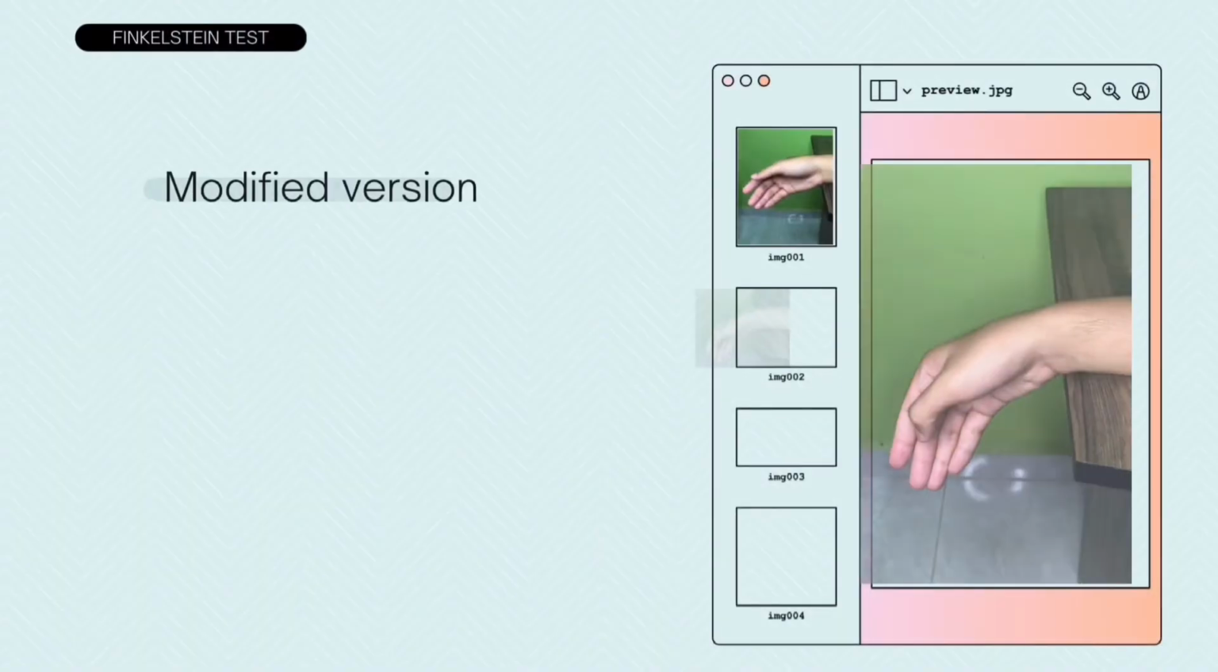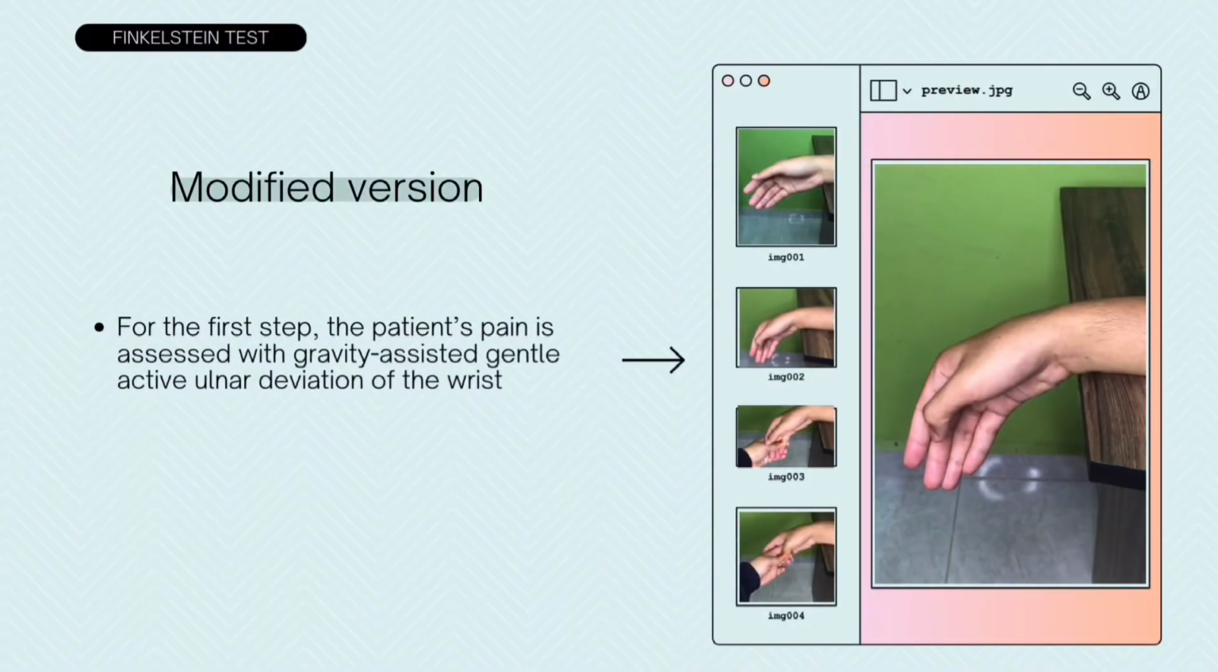For the first step, the patient's pain is assessed with gravity-assisted gentle active ulnar deviation of the wrist. This version is suitable for patients who present in the acute phase.